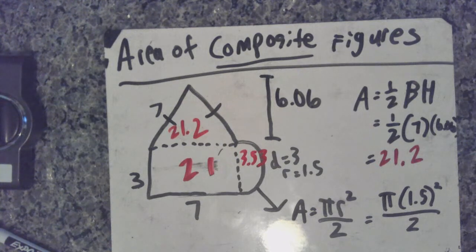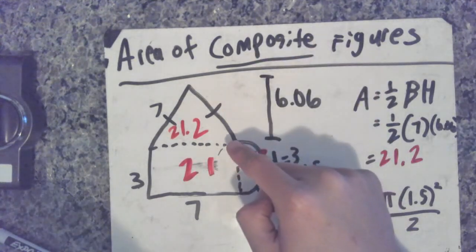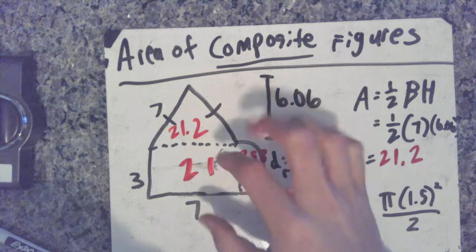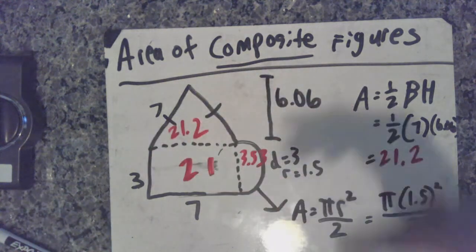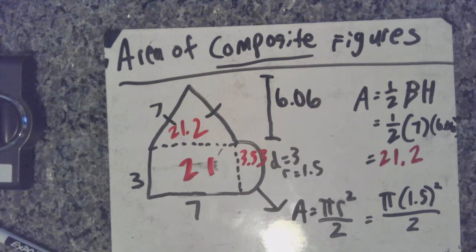Now in this particular one, we're adding everything. Imagine what if you're just trying to find the area of the shaded region? Maybe you have to subtract. You're going to be adding or subtracting various different areas for composite figures, but you're going to use the formulas that you already know. So essentially it's just putting things together.